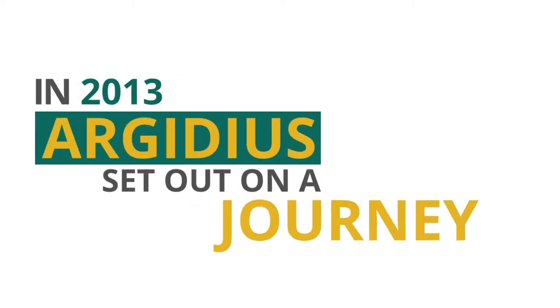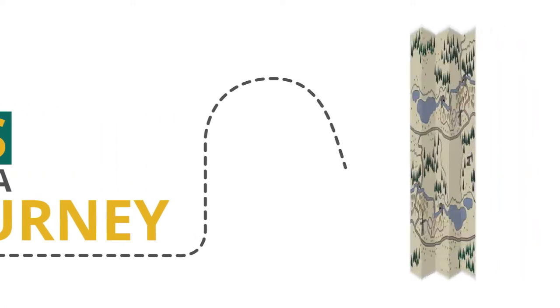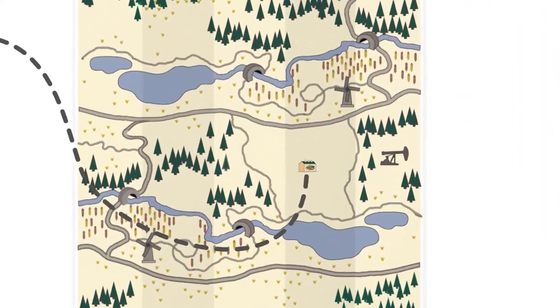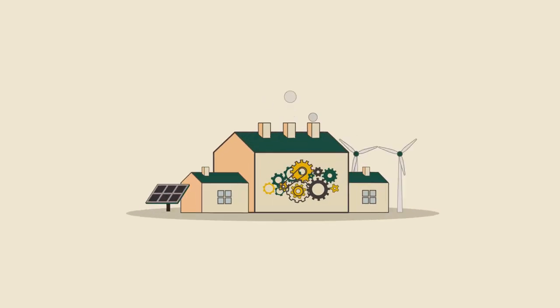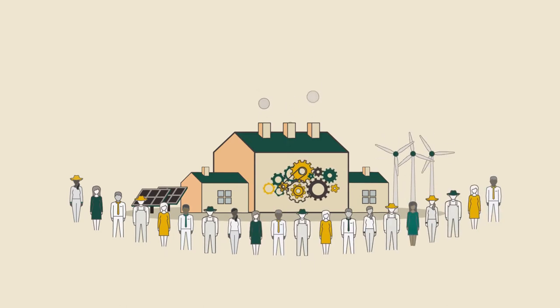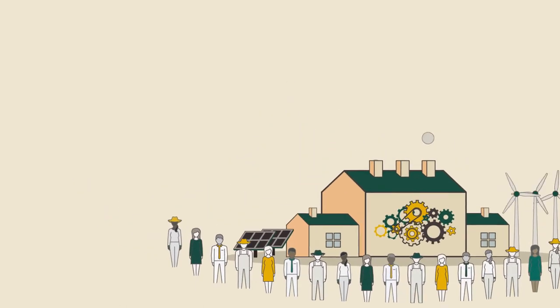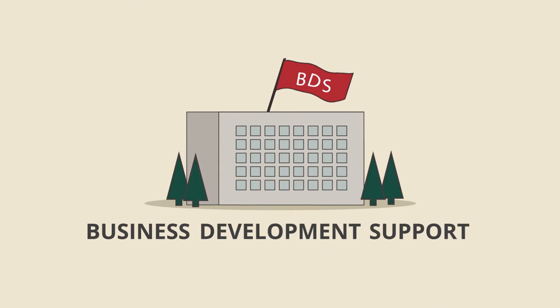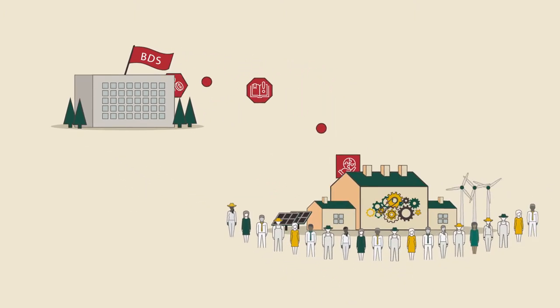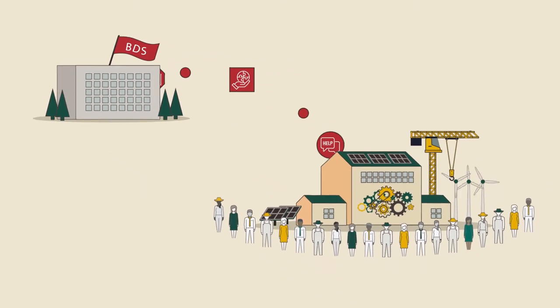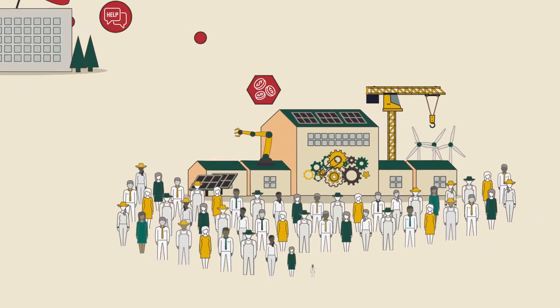In 2013, Argidius set out on a journey. A journey to understand how enterprises are best supported to grow and create employment. The aim was to enable business development support, BDS, organisations and their funders to improve the effectiveness of support to enterprises by implementing what works.